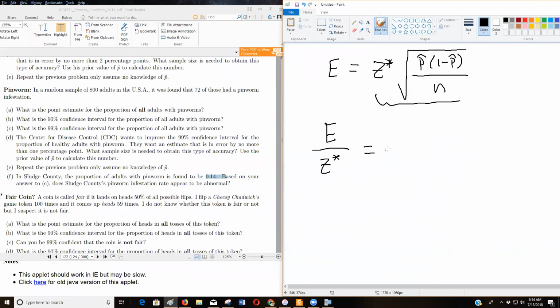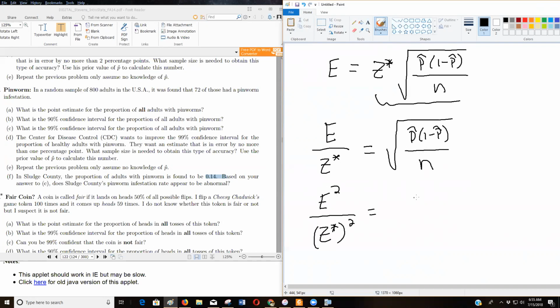And that leaves me the square root of p hat times 1 minus p hat over n. Now to undo the square root, I've got to square both sides of this equation. So the margin of error squared over the z star squared is equal to p hat times 1 minus p hat all over n. And now I'm just seeing a proportion where I can do the cross products and divide, right?